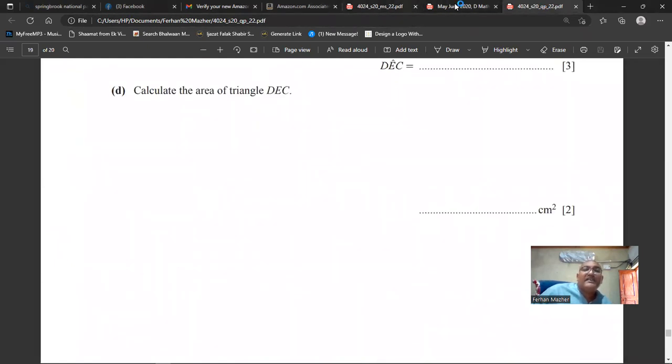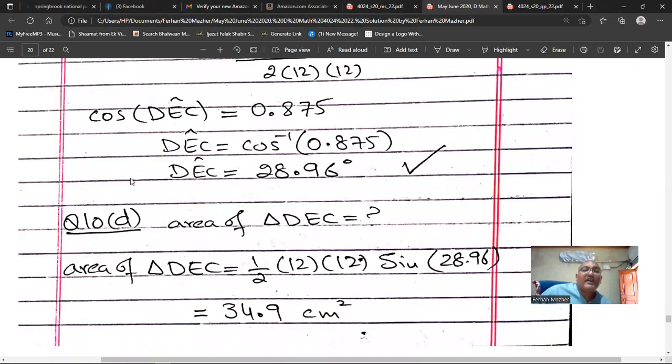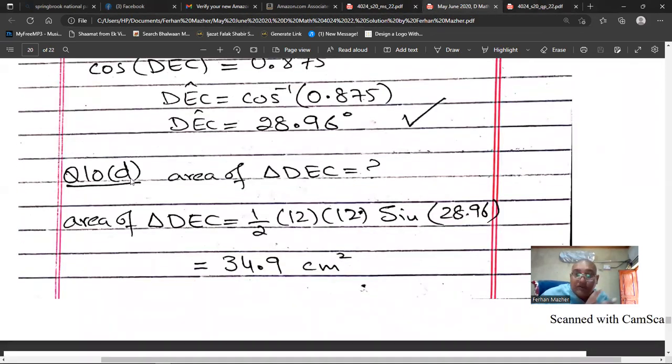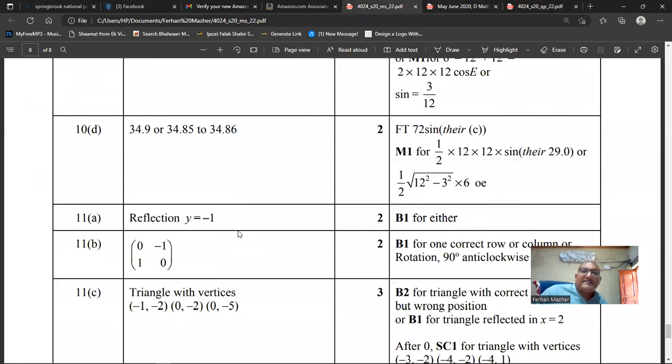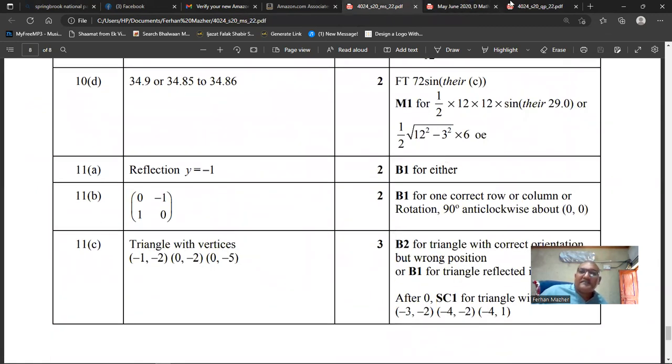Okay, now the next question is what they want us to find out is the area of the triangle DEC. We know the two sides of that triangle, and I know the angle between them now, that's 28.96. So the area of the triangle DEC will be 1 by 2 into 12 into 12 into sine of 28.96. And that will be 34.9 centimeters square. So the area of the triangle will be 34.9 centimeters square. So let's check the marking scheme. Yeah, our answer is right.